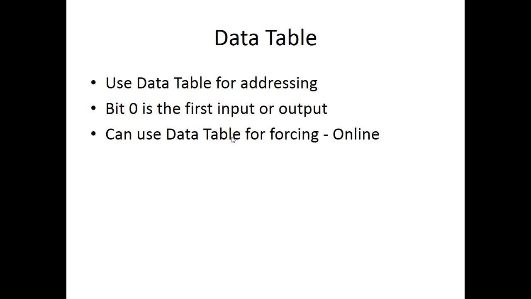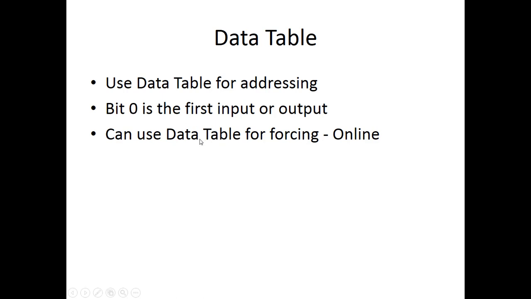Bit 0 is the first input or output. Remember, everything starts at 0, so the first slot in the rack is 0. The first bit is 0, which I guess is screw terminal 1. So 0 is still confusing everybody.